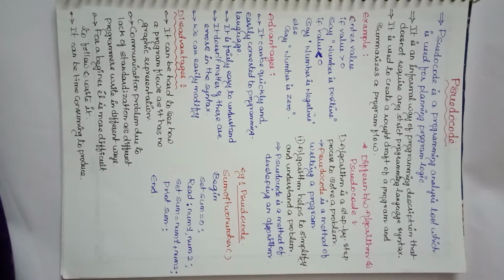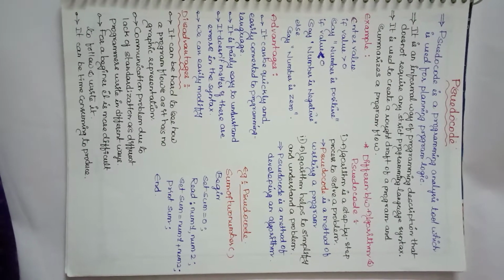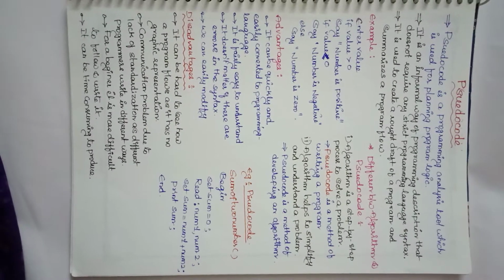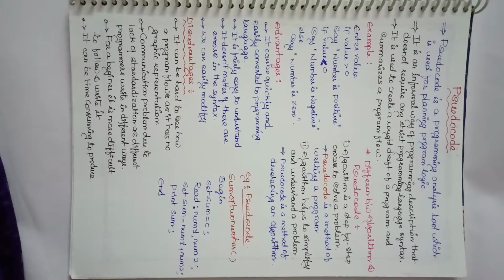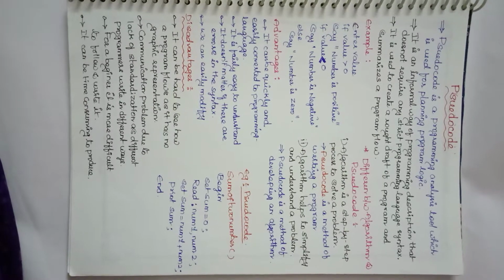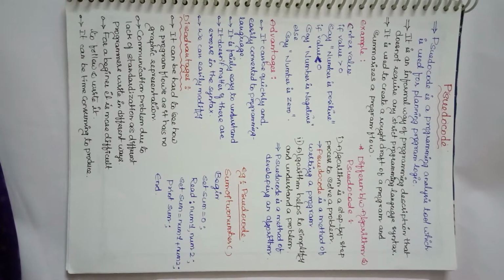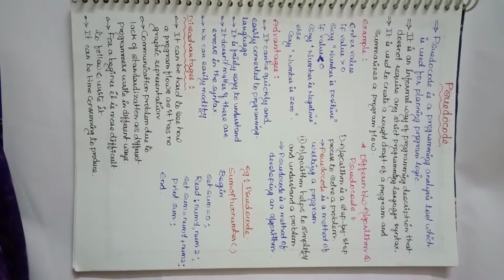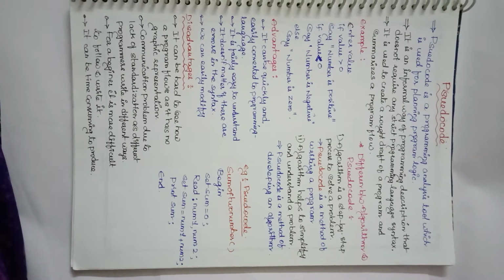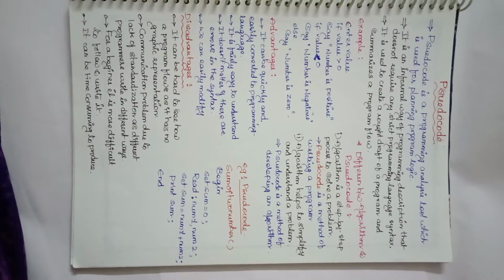In the previous video class we discussed algorithms, and their characteristics, advantages and disadvantages. An algorithm is a step-by-step process to solve a problem, whereas pseudocode is a method of writing a program. It is an informal way of describing a program that doesn't require any strict programming language syntax. It is used to create a rough draft of a program.